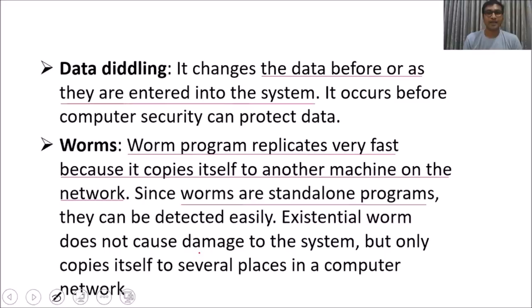Because worms are independent programs, they never hide behind any program. Antivirus is able to detect all the worms together and remove them from the system. Obviously, the purpose of a worm is also destruction, copying the data, corrupting the data. Same purpose. Please underline. Worm programs replicate very fast because they copy themselves to other machines on the network. Since worms are standalone, independent programs, they can be detected easily.